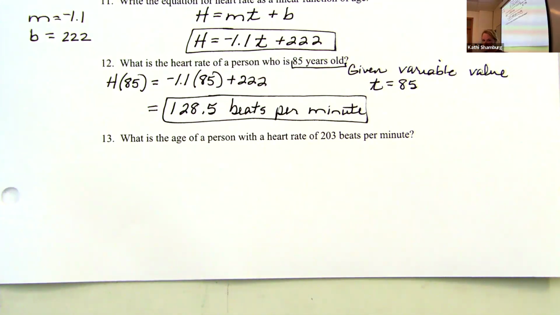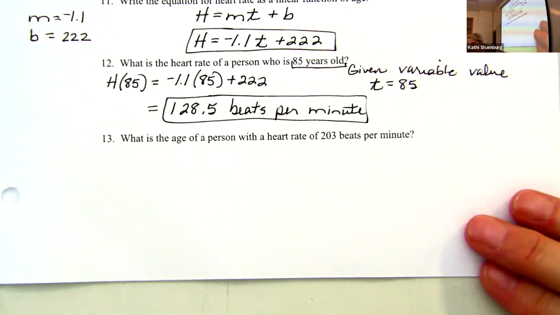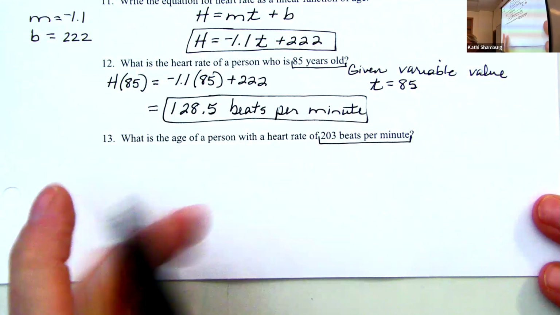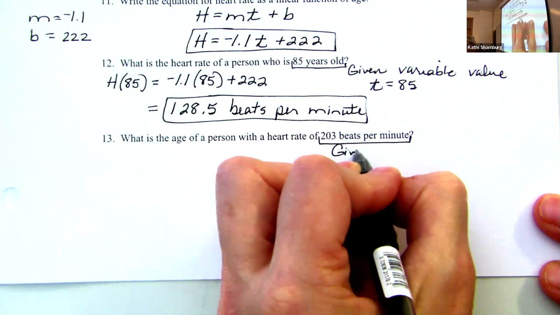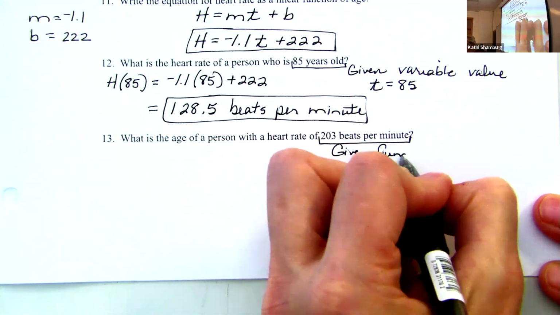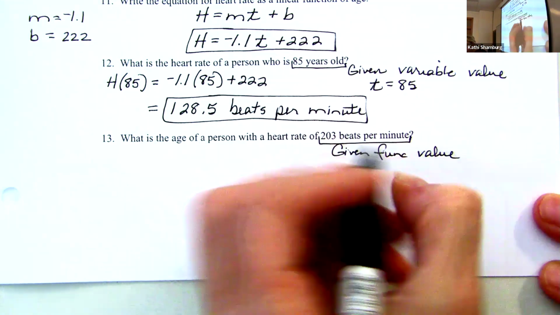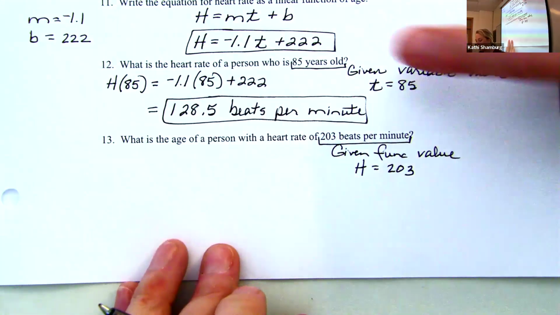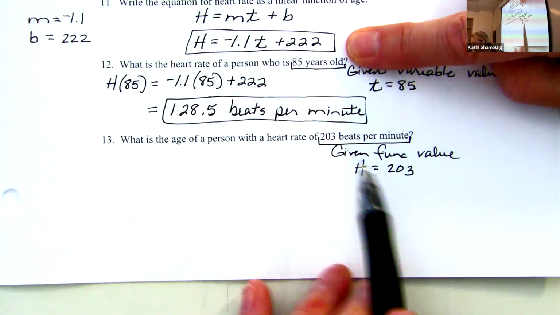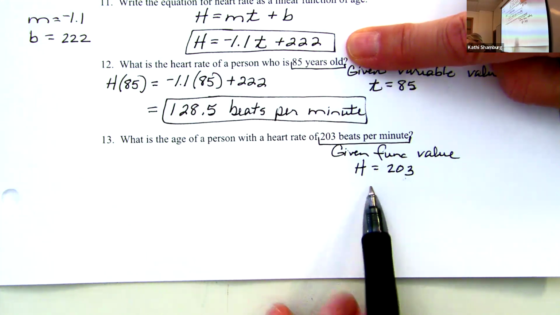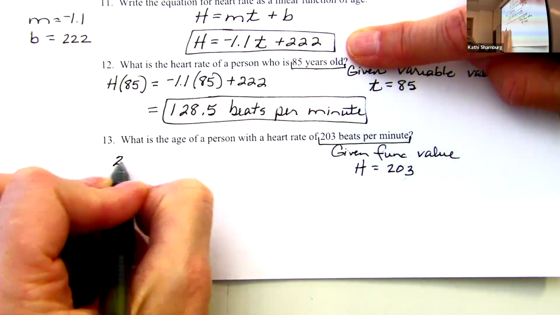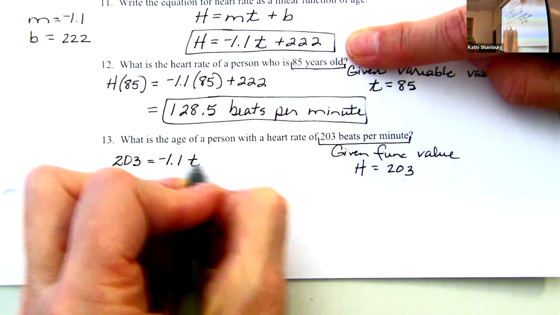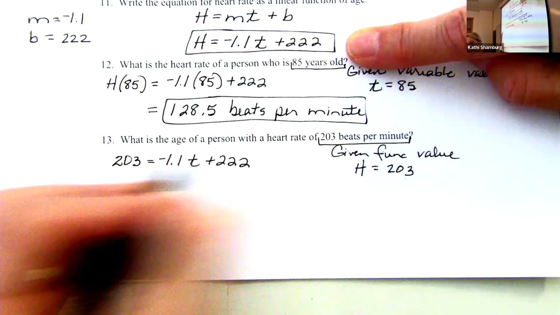Okay, what is the age of a person with a heart rate of 203 beats per minute? What are we given? And our function is h. So that means when I go back to my equation, which we did in number 11, I'm going to put this number in place of h. So it would be 203 equals negative 1.1 t plus 222.